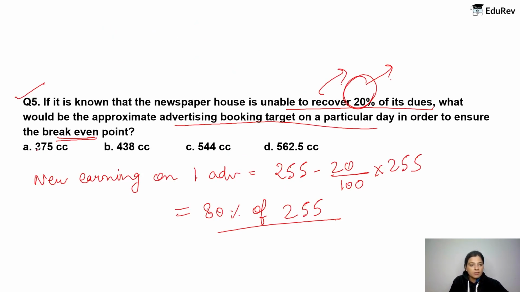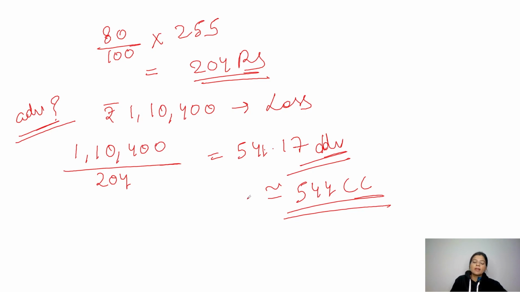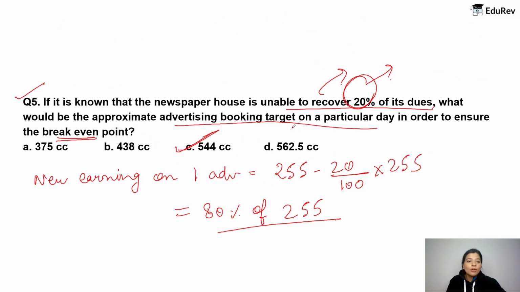If you look in the options, the exact option is not here, but approximately this is equal to 544 cc. That is very near to our correct answer. So 544 advertisements or 544 column centimeters are required to recover a loss of 1,10,400 rupees at an earning of 204 rupees on one single advertisement. So if you have done the previous part correctly, there will be no problem solving the next part also. So congratulations again to those who have done it correctly. You have cracked the question of CAT PYQ.